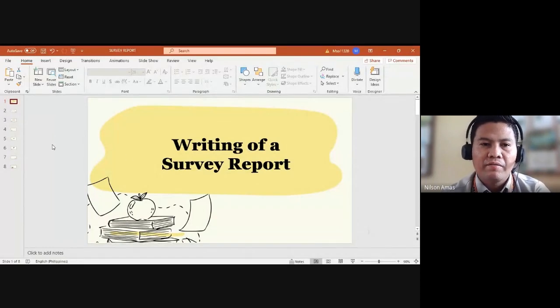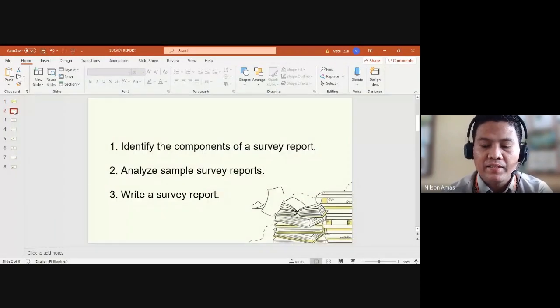Writing of a survey report. Let's have first our objectives for this session. First, we are going to identify the components of a survey report. Second, we are going to analyze sample survey reports. And third, you are going to write a survey report.